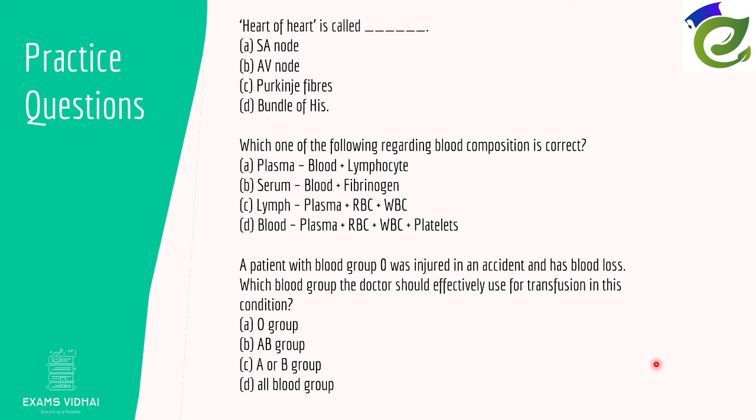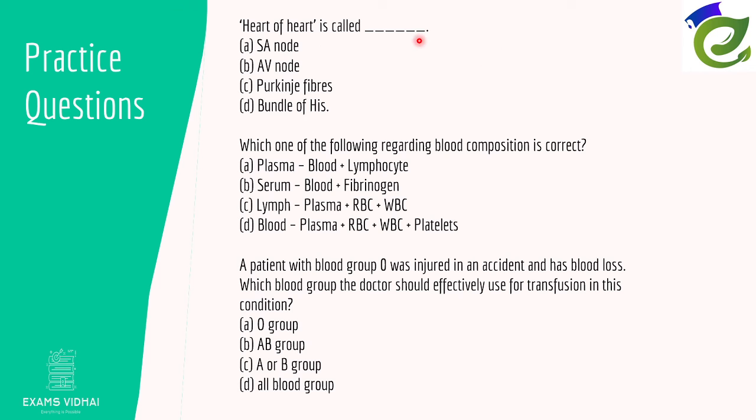The next question is rather important, I would say. A patient with blood group O was injured in an accident and has a blood loss. Which blood group should the doctor effectively use for transfusion in this condition? Group A, Group AB or B or O, or all the blood groups. You can pause this video and answer to yourself, and now I'll be telling the answers.